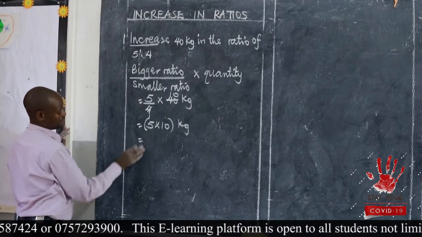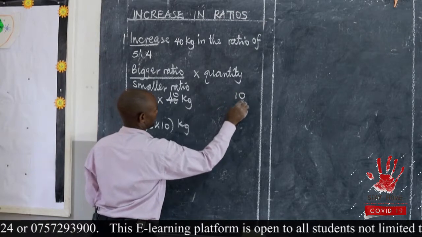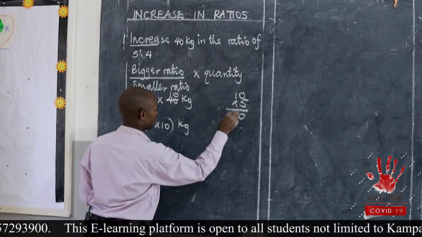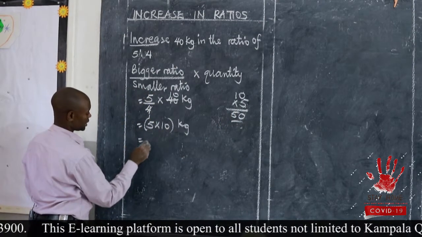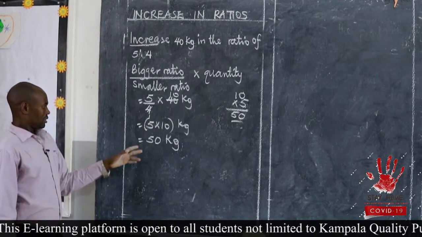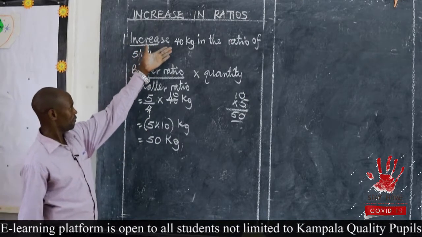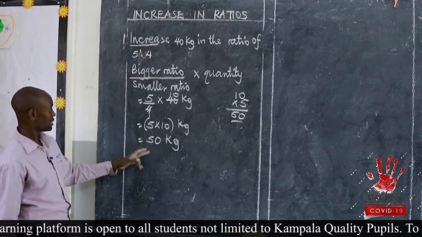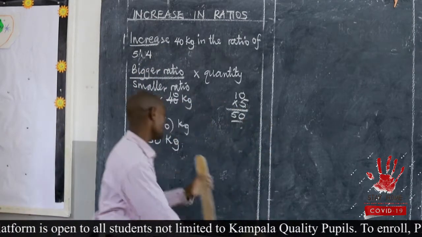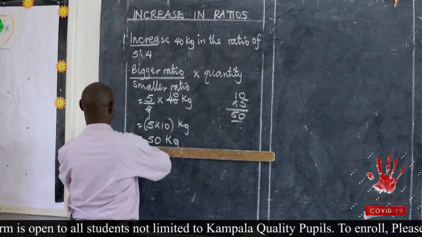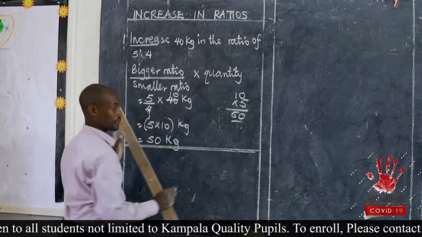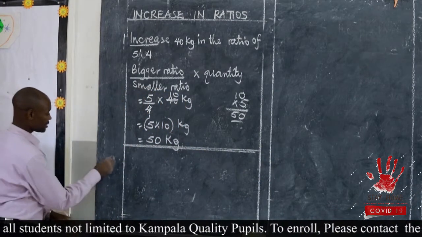So when we multiply 5 times 10, what do we get? 5 times 0, 0. 5 times 1, 5. So it means 5 times 10 is giving us 50 kilograms. Has our number increased from 40 to a number which is bigger? I think you can see. From 40 to 50, so it means my number has been increased. You see how simple it is? Very simple and interesting. Let's have another example.